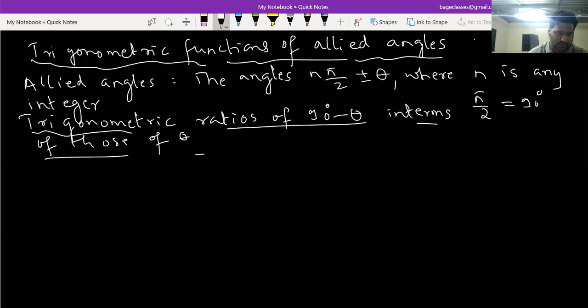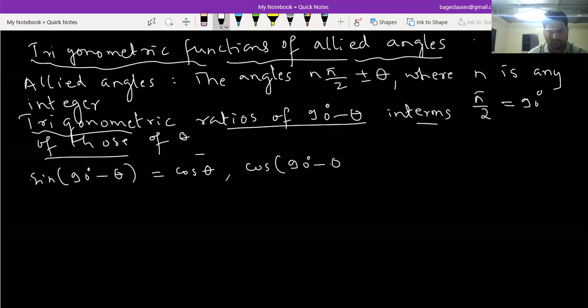First I take sine of 90 minus theta, that is equal to cos theta. And cos of 90 minus theta is equal to sin theta. That you studied in high school. Then tan of 90 minus theta is equal to cot theta.